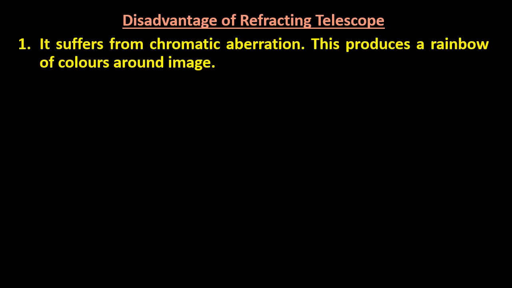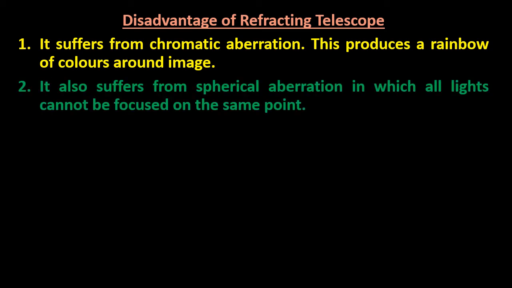Till now we have discussed the refracting type of telescope, where lenses are used, and this kind of telescope has some disadvantages. Number 1, it suffers from chromatic aberration, which means that a rainbow of colors will be formed around the image of an object. The second disadvantage is that it also suffers from spherical aberration, which means that all the rays of light coming from the object cannot be focused at the same point.